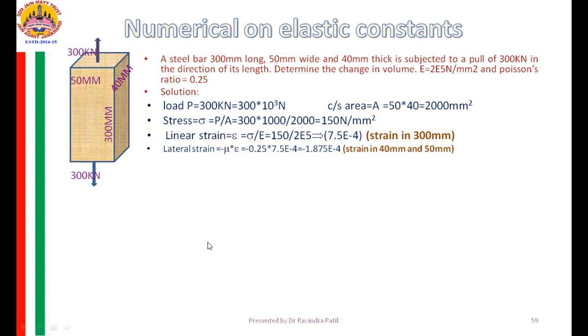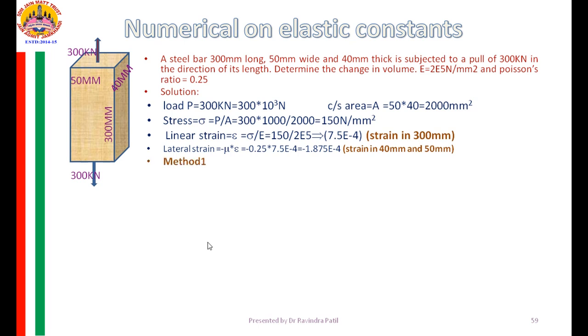Therefore, lateral strain is equal to mu into epsilon A. Mu he has given as 0.25 and epsilon A is 7.5 into 10 to the power minus 4. Now, minus indicates it is opposite to the linear strain. Therefore, whatever strain you are getting here, minus 1.875 into 10 to the power minus 4, it is in the direction of 40 mm and 50 mm.